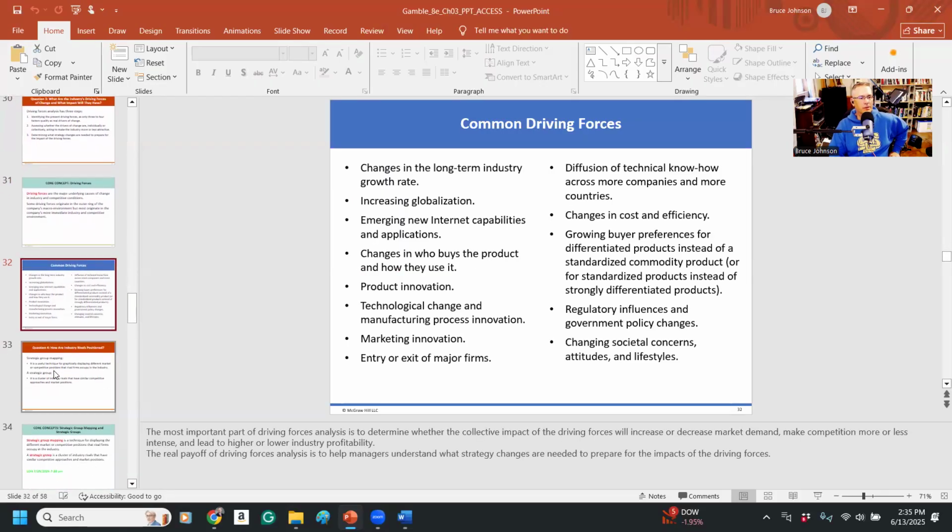These are common driving forces. Please, I would try to remember this page, maybe copy and paste it into a Word document for your notes. These are common driving forces. Change in long-term industry growth rates. Think about the product life cycle. Oftentimes, companies will plateau, maybe because the market is saturated. Globalization usually is a common driving force. The internet and technology: people who buy the product or service change, or how they use it changes. There's product innovation, there's technological change or manufacturing process innovation.